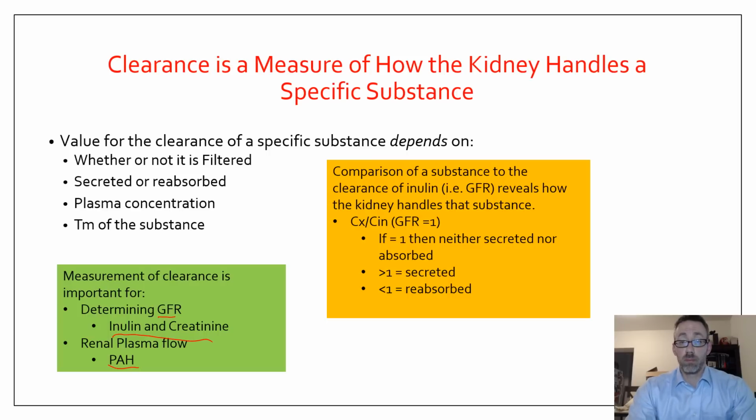Now, in terms of comparing those substances, we're going to use a ratio. We're going to compare the clearance of a substance to the clearance of inulin. So remember, we need to know what that GFR is for our baseline, so then we can make a comparison. Is it greater than the GFR or is it less than the GFR?